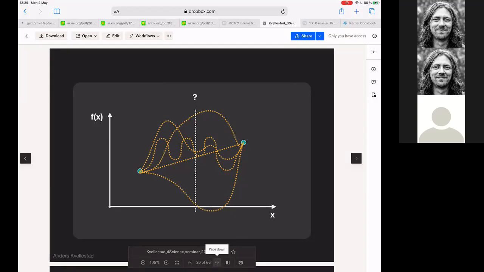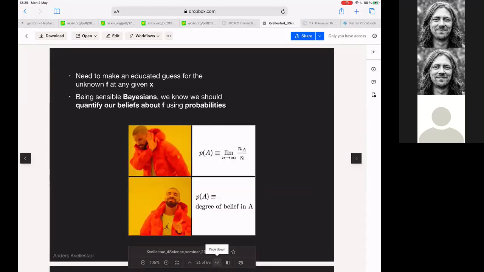So that's the general problem, and since we are being uncertain about something and we are Bayesians in these lectures, we are going to use probabilities to express our uncertainty or our degree of belief about what's the correct function value at this point in between. So we need to make an educated guess for this value f at a given x.